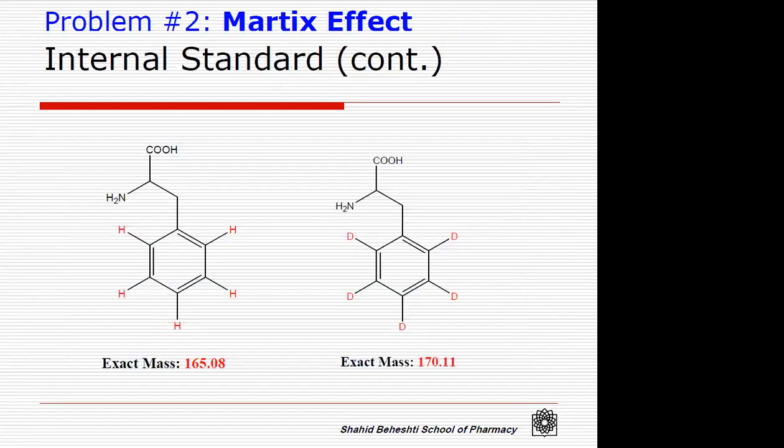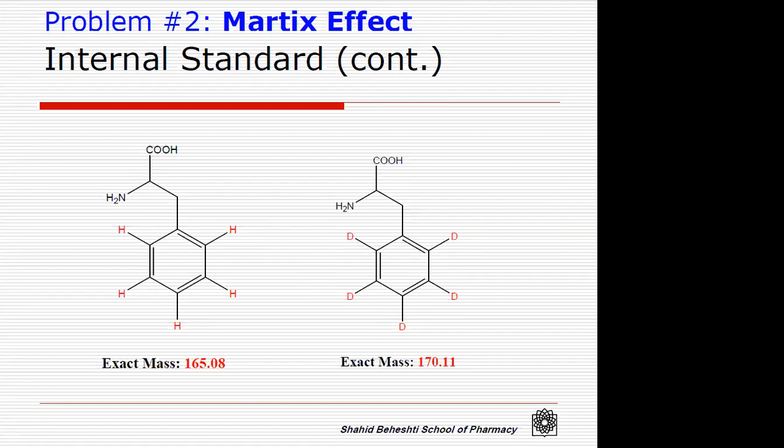Now imagine that we have a compound, one of the biomarkers, for instance, phenylalanine. Phenylalanine has a phenyl ring in its structure. And imagine a compound in which all the hydrogens of the phenyl group are replaced by deuterium, which is the isotope of hydrogen. They are both phenylalanine. They both have the same chemical structures, and the same chemical and physical behaviors. Their extractability is the same.